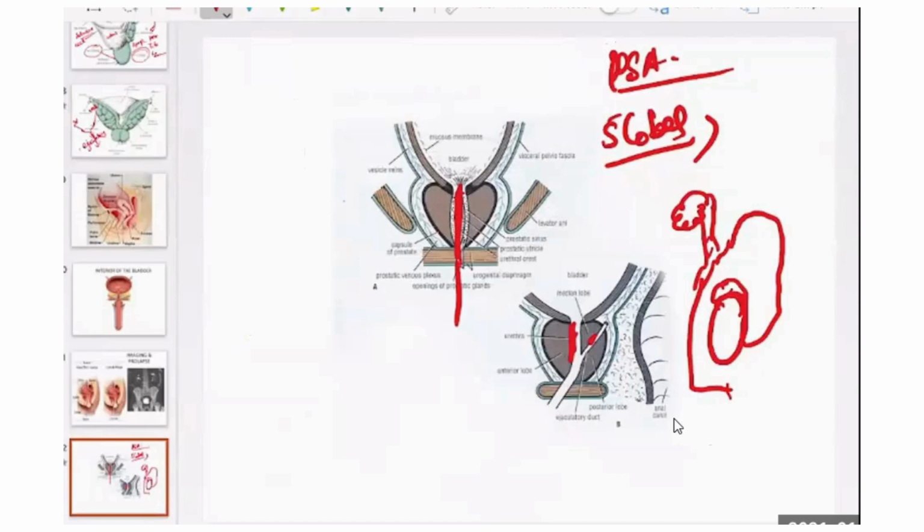What I am now describing is the structures that open on the prostate. These structures are prostatic urethra and ejaculatory duct. How many lobes? 5 lobes. And if you look closely, there are 2 coverings, one inside and one outside: false capsule and true capsule. So there are 2 coverings of the prostate, true capsule and false capsule.